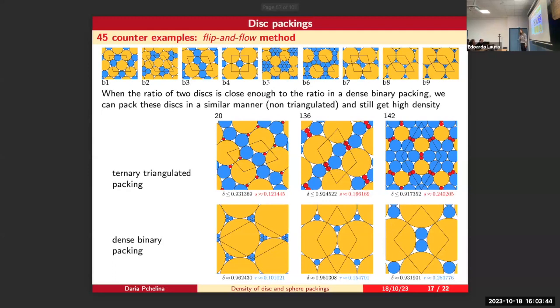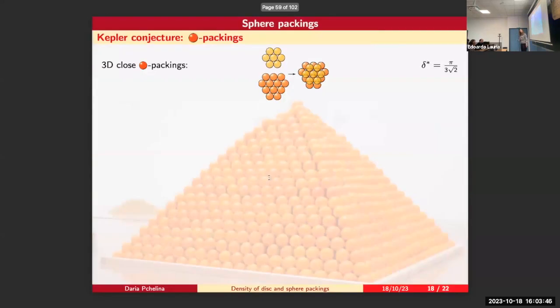Let's go to 3D while we have time. So, as I mentioned, the densest packing in 3D is really. 20 minutes. Ah, cool. Okay.